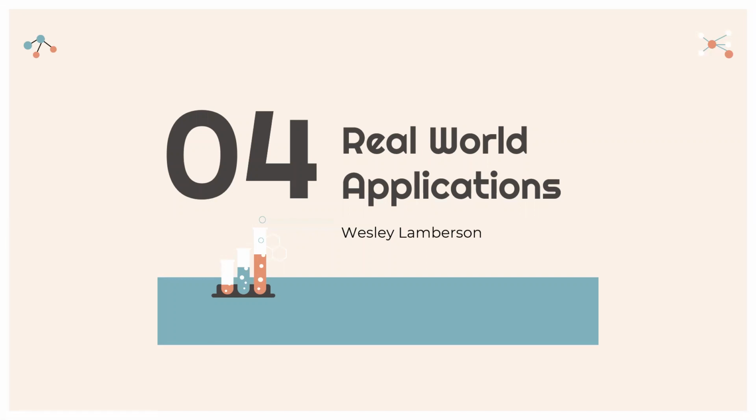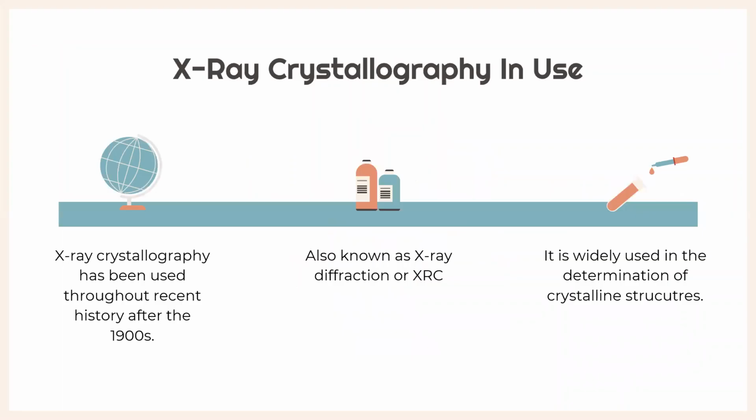I'm Wesley Lamberson, and I'll be doing the real world applications of X-ray crystallography. So X-ray crystallography has been used since the 1500s, but has more recently increased in productivity in the late 1900s. It's also known as X-ray diffraction, or can be abbreviated as XRC. It's widely used in the determination of crystalline structures, and it has a long and complex history with biology and the function of the different structures of the crystalline elements.